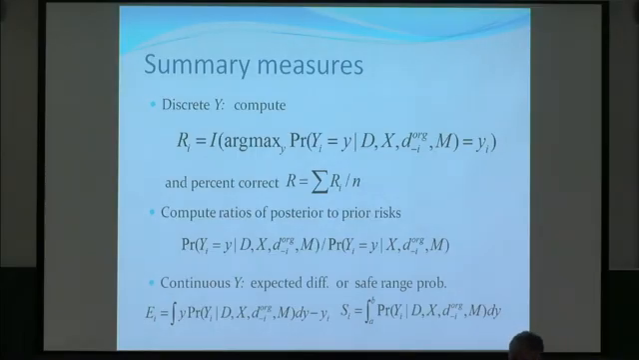So you could ask, what's the percentage that are correct if it's discrete variables? How many times do I match the true yi? How many times is the true yi the highest probability value, and how often does that happen over the whole data set?